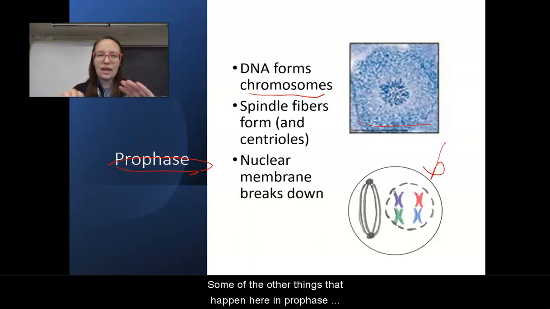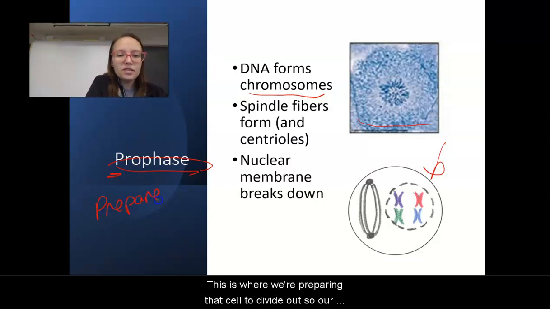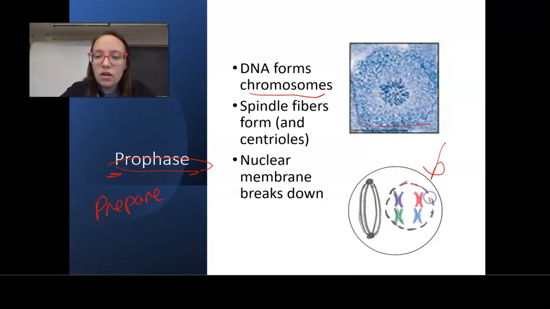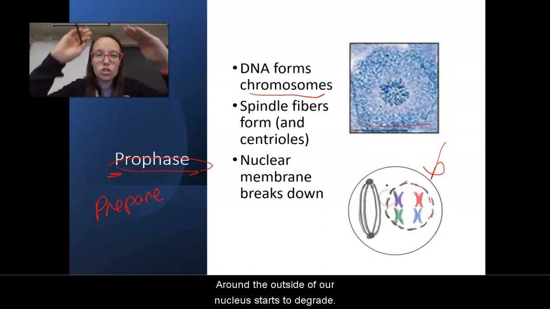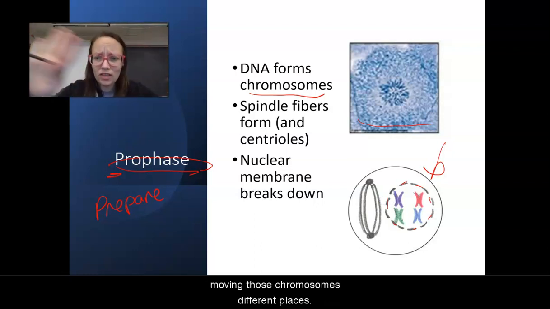Some of the other things that happen here in prophase, so P meaning prepare. This is where we're preparing that cell to divide. So our nuclear membrane around the outside of our nucleus starts to degrade. We need to get that out of the way before we can start moving those chromosomes to different places.